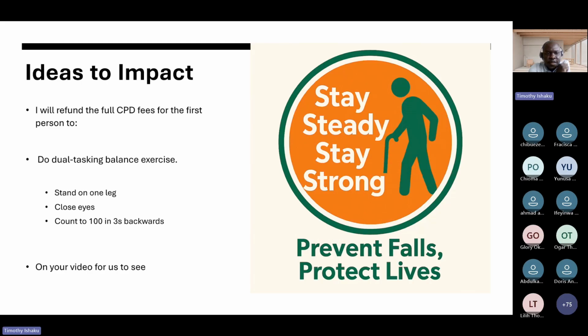The challenge is, we are talking about balance. One of the things is balance, but we are talking about falls risk. One of the things is balance assessment, balance intervention.